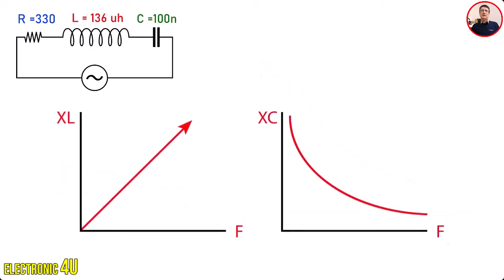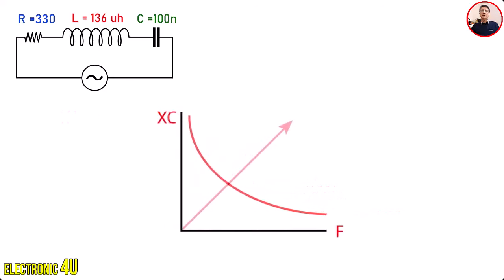The point of intersection of the inductor and capacitor graphs represents the resonant frequency. At this frequency, the inductive and capacitive reactances are equal and opposite, so they cancel each other out. As a result, the impedance of the circuit reaches its minimum value, approximately equal to the resistance.